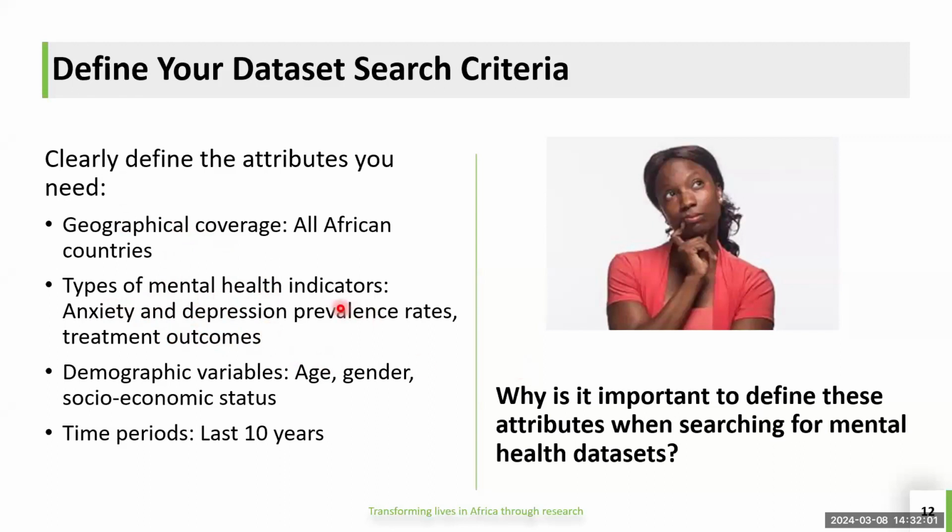So I've got a question. Why is it important to define these attributes when searching for mental health data sets? We could even generalize it to say, why is it important to specify attributes when you're searching for data sets online, health data sets online? You can put in the chat, or if you feel like you want to say stuff, you can raise your hand.